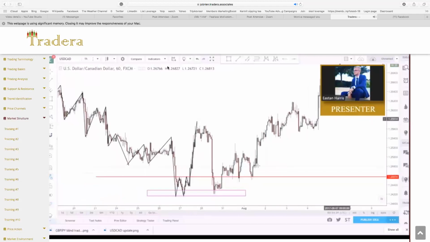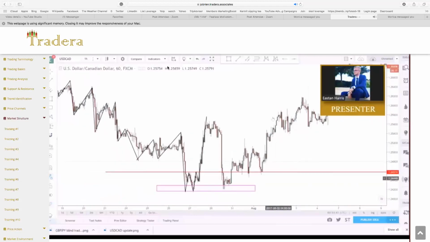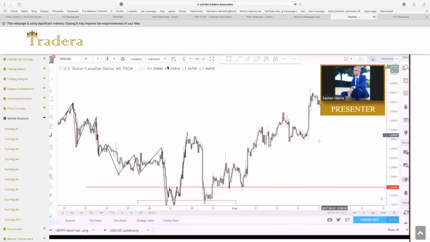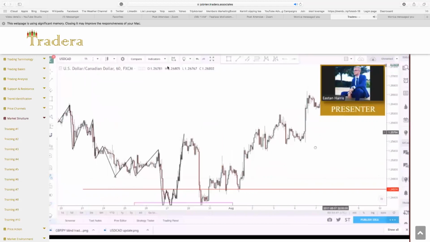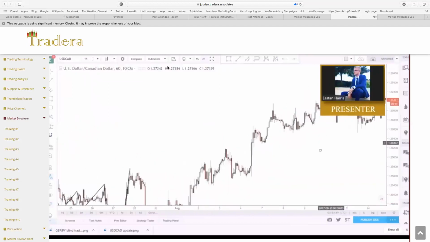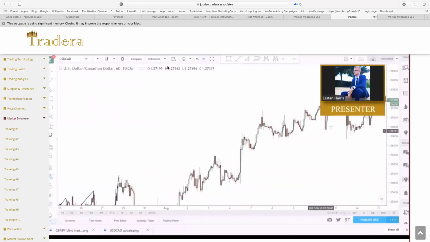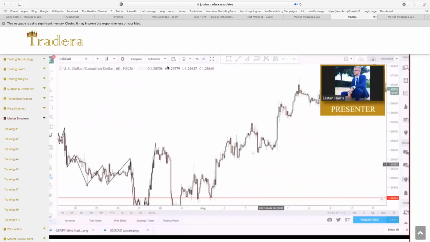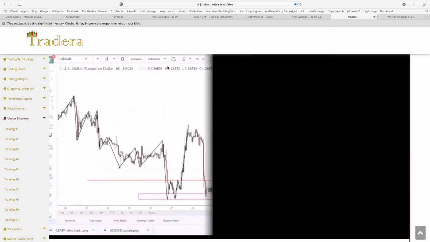You caught this whole move up and you followed it with structure. This thing never broke structure till right here. Boom, broke structure. So all the way up until this point, you were buying and you were happy. You're catching pips.